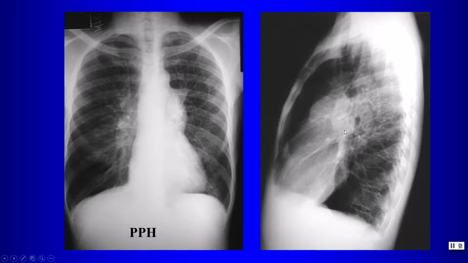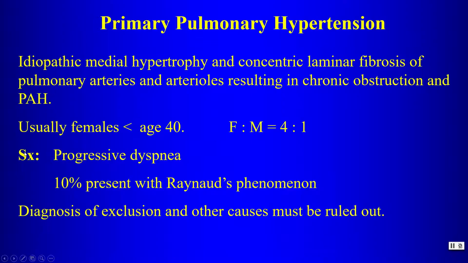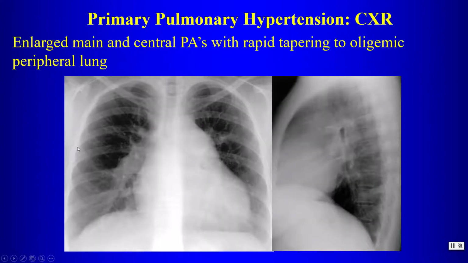So in the lateral view here, we can see that the right and left pulmonary arteries are superimposed and enlarged. Here's the left pulmonary artery going up and over the left upper lobe bronchus. Pulmonary outflow tract here is also somewhat dilated in this patient. So primary pulmonary hypertension or idiopathic pulmonary hypertension, usually female patients, 10% might have Raynaud's. It is a diagnosis of exclusion, as other causes must be ruled out.